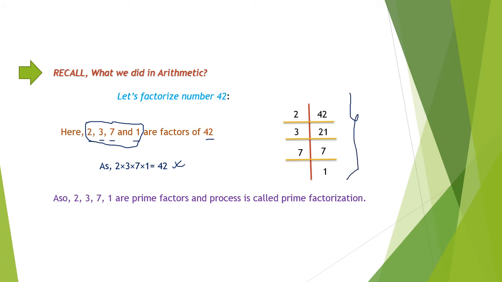Now, I think it's clear to you that these values 2, 3, 7, and 1 give the original number 42. If after combining them we get the original, then we can call 2, 3, 7, and 1 factors of 42. Okay, I think it's clear what a factor is. In arithmetic we call this process prime factorization. Now let's move to another.